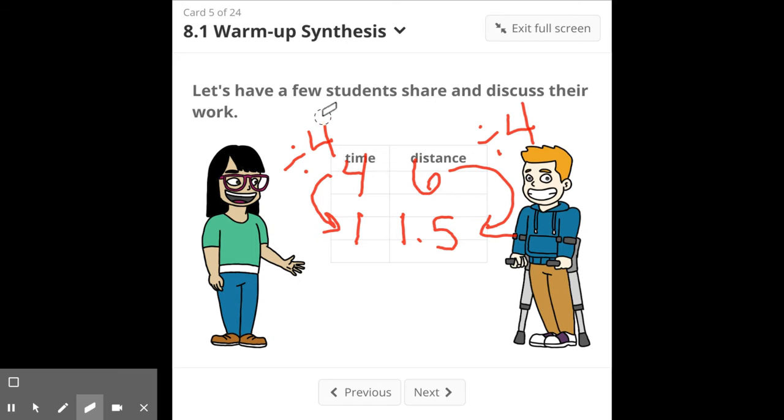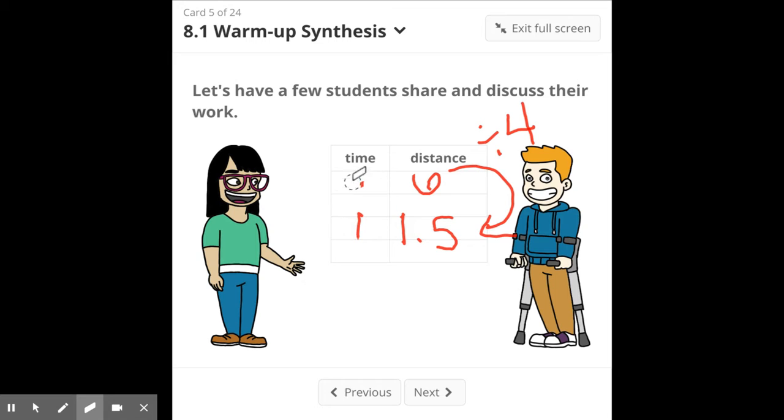Okay, I'm just going to erase this, and then we'll go back to that other question on the previous slide. For you in your book, it is all in the same spot.